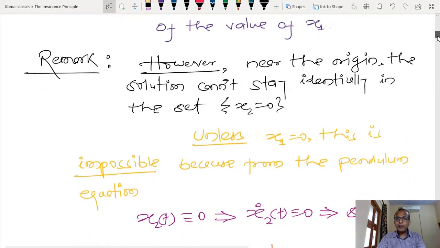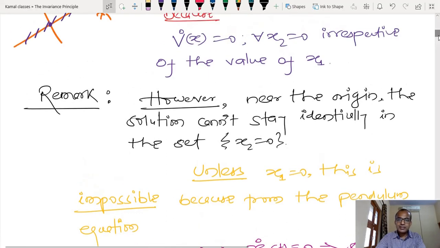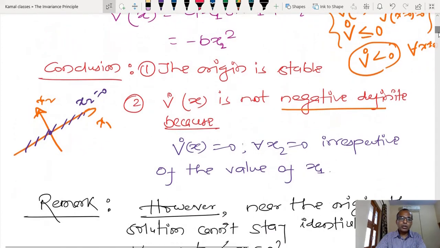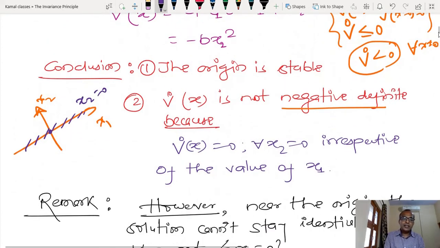However, near the origin, the solution cannot stay identically in the set x2 equal to 0. That is also obvious from the example: since a friction force is there, this Lyapunov analysis is telling that after some large time you are going to remain on x2 equal to 0, but it is possible to show that I cannot maintain it there. Why can I not maintain it here? Because I have some kind of friction force. So mathematically, how do we tell that I am not going to live in this region, the vicinity of the equilibrium point?